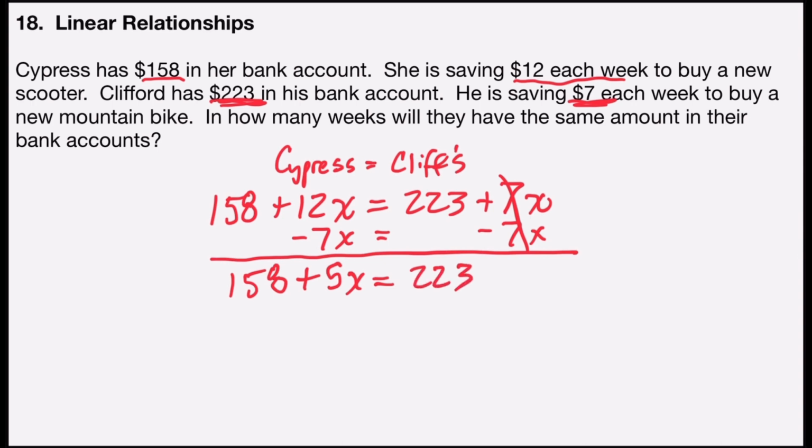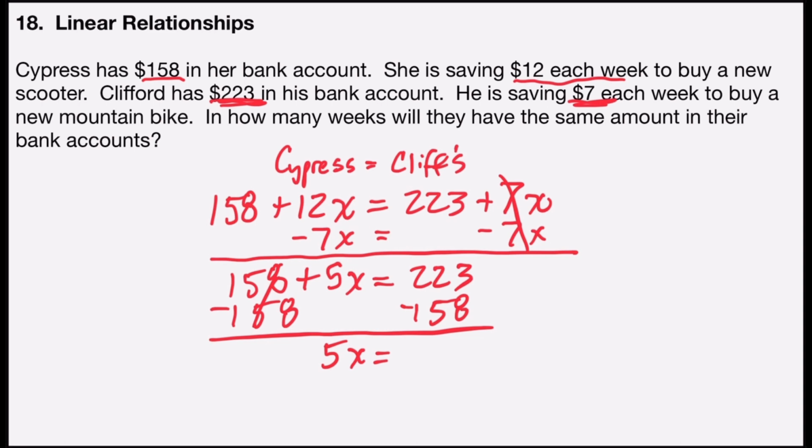And now I have a two-step. I'm going to subtract 158 from both sides of the equation. 158 minus 158 is 0. 0 plus 5x is 5x. And 223 minus 158 is 65.